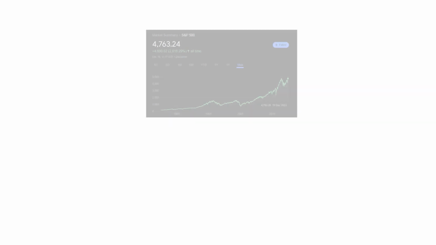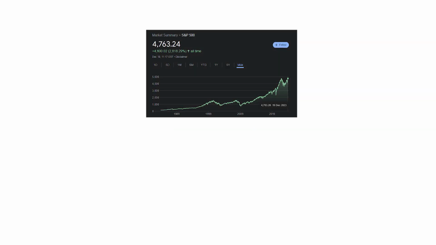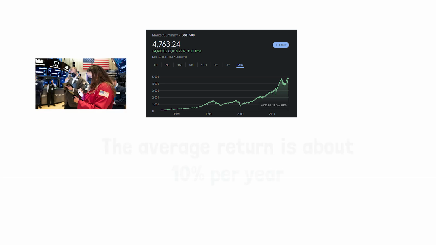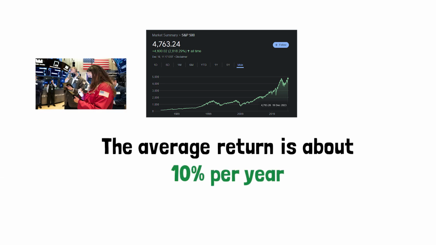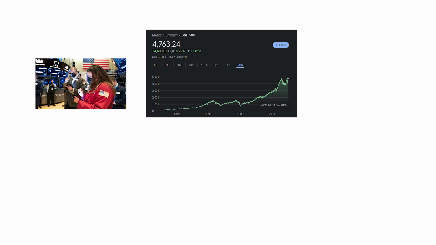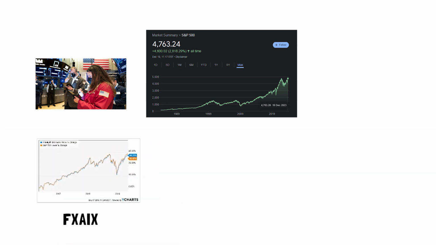The S&P 500 is the most popular index fund to invest in. This is the benchmark of the U.S. stock market. The average return is about 10% per year in the past 30 years. You can purchase FXAIX, offered by Fidelity, or VOO, offered by Vanguard.